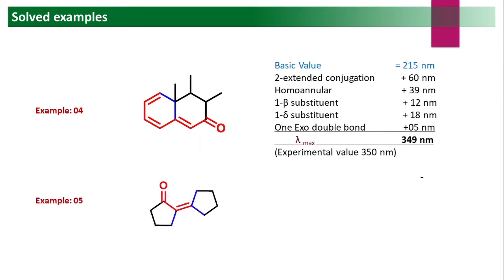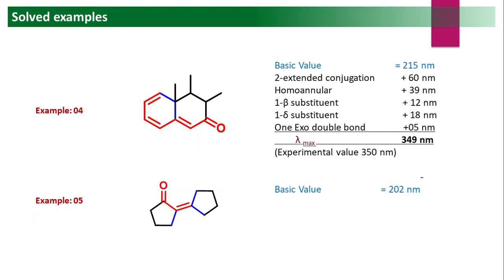Now example number 5. See here, this is the enone system, but one difference is there. This is a 5-membered ring. If a 5-membered ring ketone is there, then we have to take the base value, that is 202 nanometer. This is the difference; we have to remember this one. Now, is there any homoannular system? No. Is there any extra conjugation? No, there is no extra conjugation.